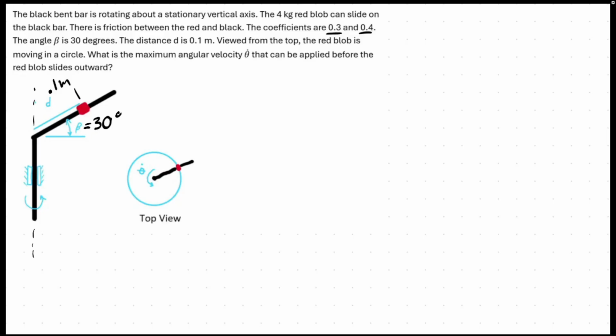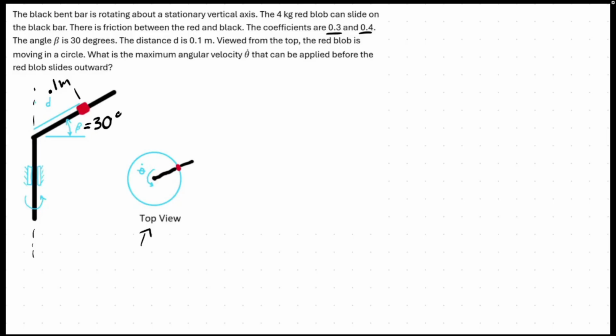Viewed from the top, or this top view right here, the red blob appears to be moving in a circle. And it's asking us what the maximum angular velocity is that can be applied before the red blob starts to slide outwards. Okay, so do we need a free body diagram to solve this problem?